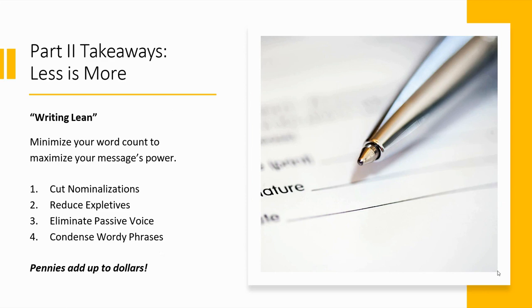Okay, so takeaway from part 2, less is more. Just remember that tiny house, and you'll do great in this part of the writing process. Minimize your word count to maximize your message's power. Less is more, and you can do that by using the 4 categories: cut nominalizations, reduce expletives, eliminate passive voice, and condense wordy phrases. My grandma always told me, look after the pennies and the pounds will take care of themselves. Same as your phrase here, pennies add up to dollars. Each word that you can get rid of in your writing is money in the bank for you if you are writing professionally in a communication context.